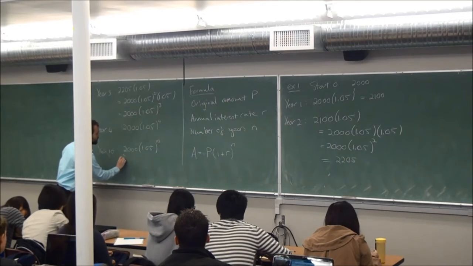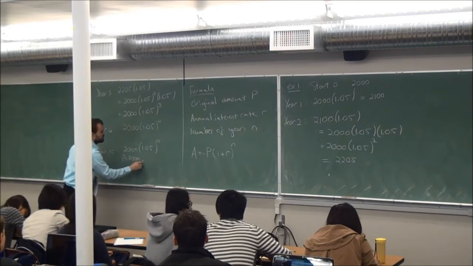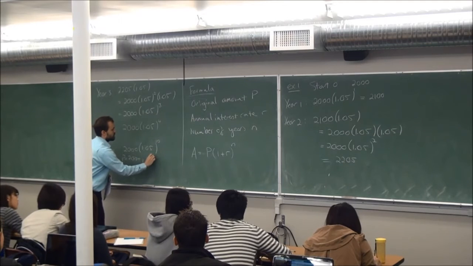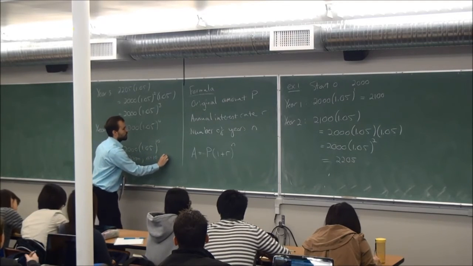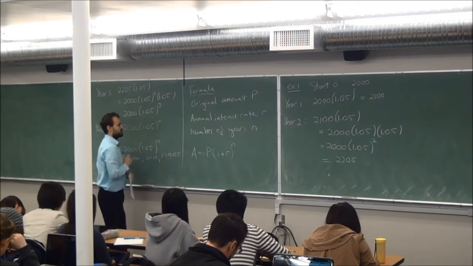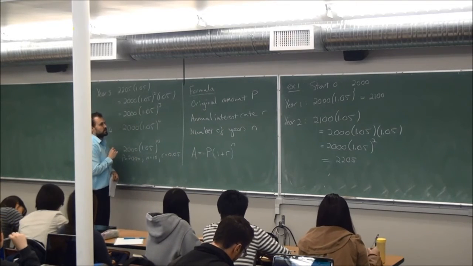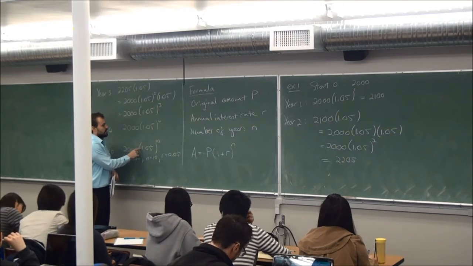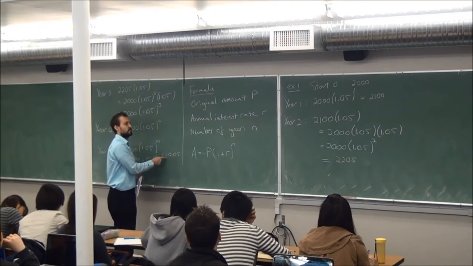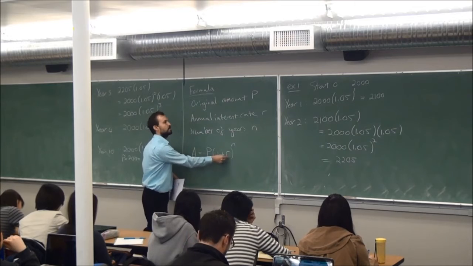So here P was 2,000, N was 10, and R was 0.05. Because I'm increasing it by that percentage, I have this 1, but it's not included in the value of R, so I have to have 1 plus R.